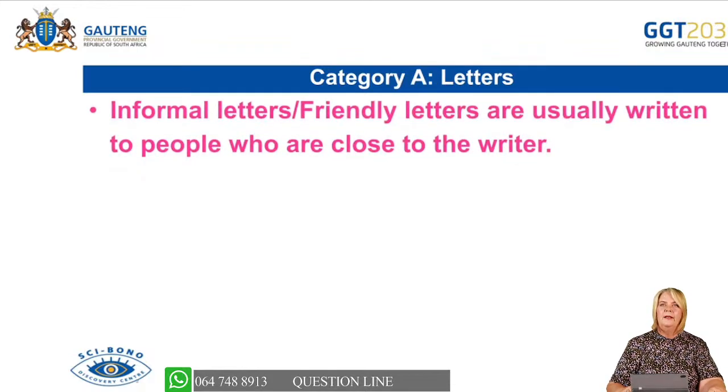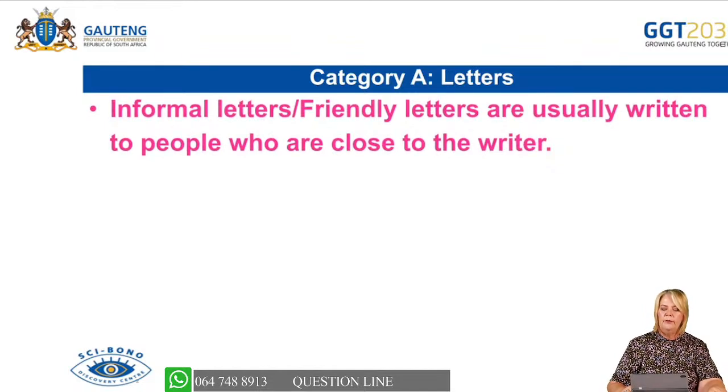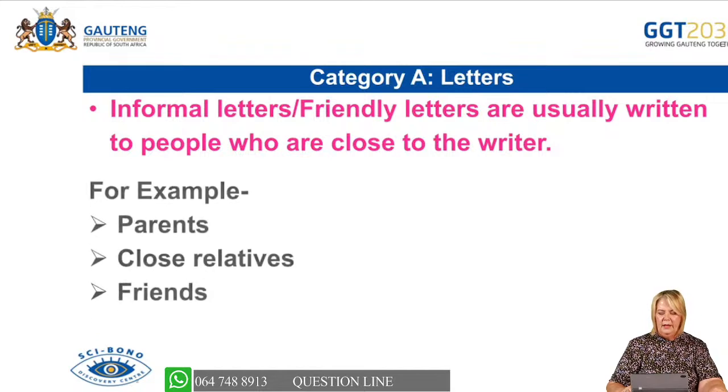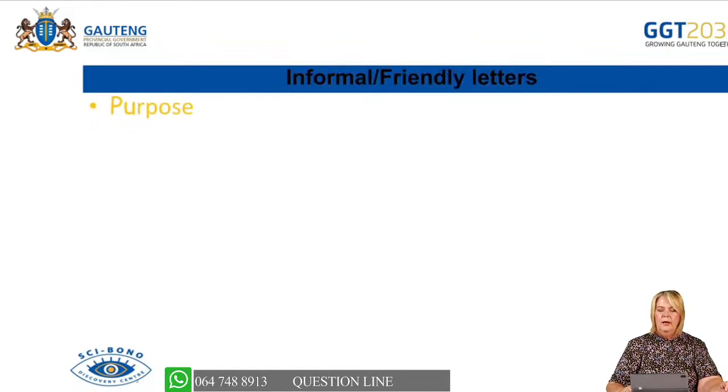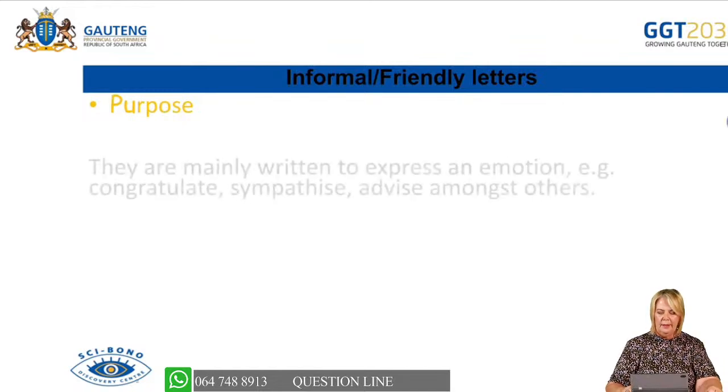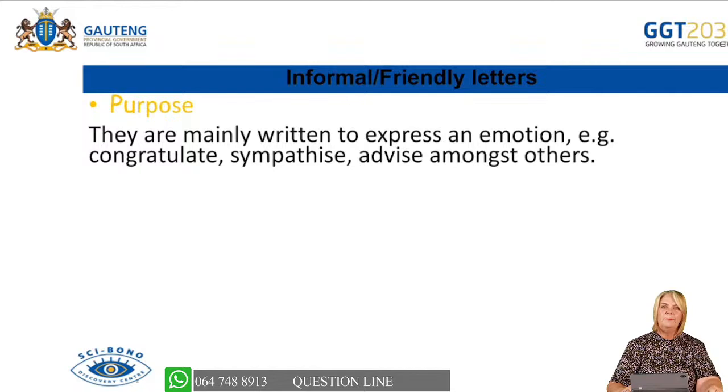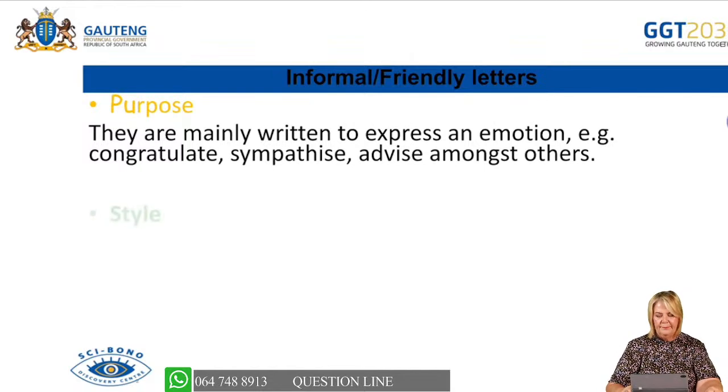Let's take a look at the letters in category A. Informal letters or friendly letters are usually written to people who are close to the writer. In other words, they're close to you. For example, you might write a letter to your parents or a close relative or a friend. You need to know what the purpose of the letter is, and the instructions will lead you to know exactly what you need to write about. They are mainly written to express an emotion, for example, to congratulate or sympathize or advise, amongst other things.